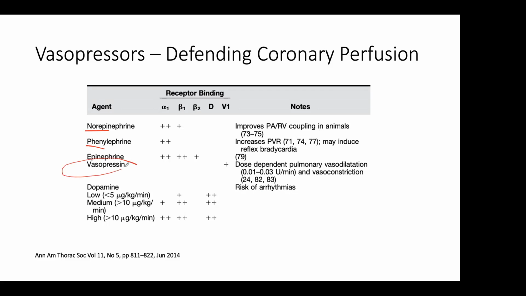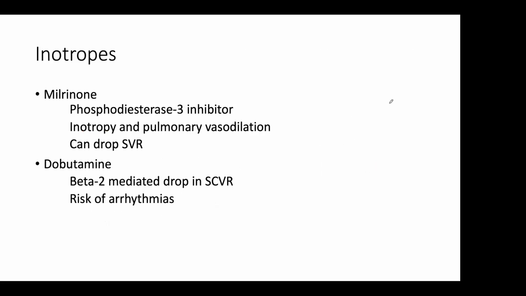One consideration is that vasopressin does have a pulmonary vasodilation property. So sometimes people prefer to use vasopressin because of the theoretical pulmonary vasodilatation property. And then lastly, let's talk about inotropes.